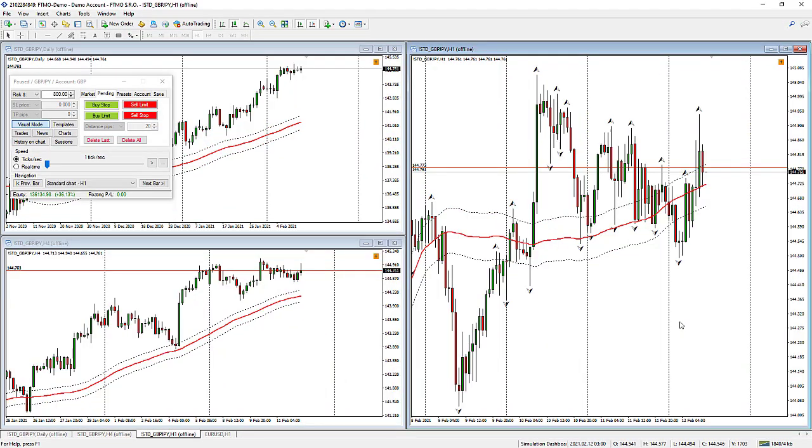So you've just seen an example of a short trade setup which was taken according to the rules of this trading strategy. Now I'm going to be showing you an example of a long trade setup which is going to be taken based on this same trading strategy's rules, okay?